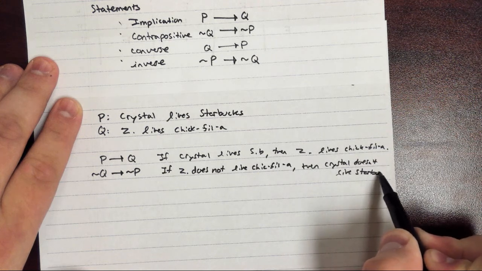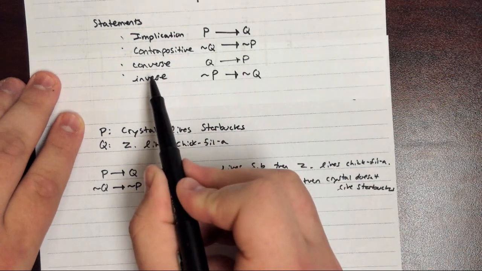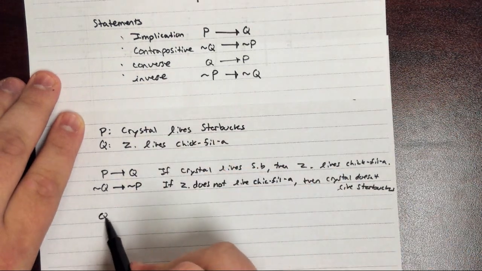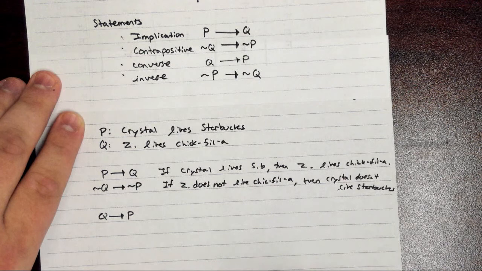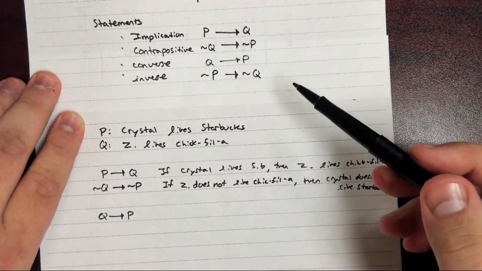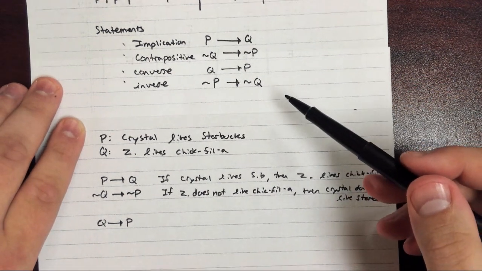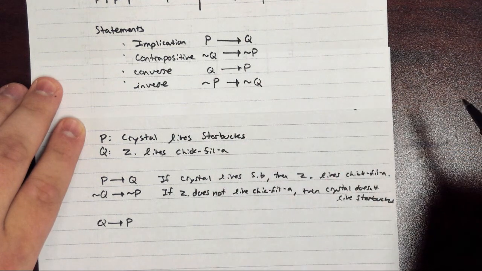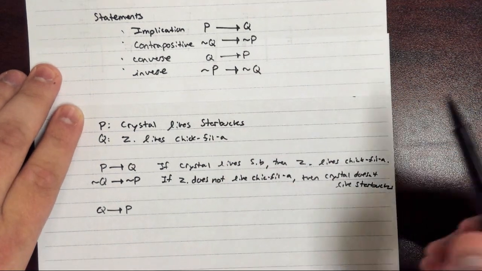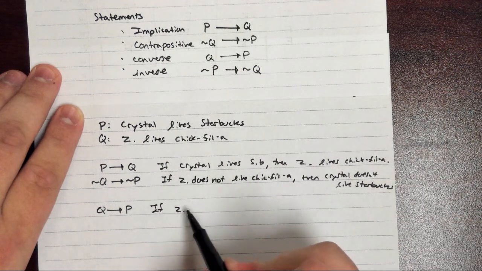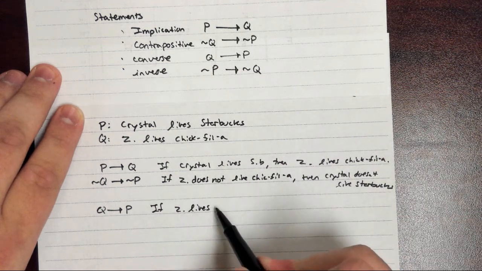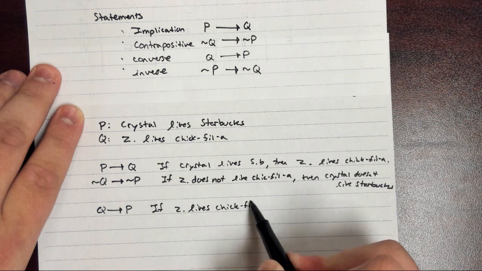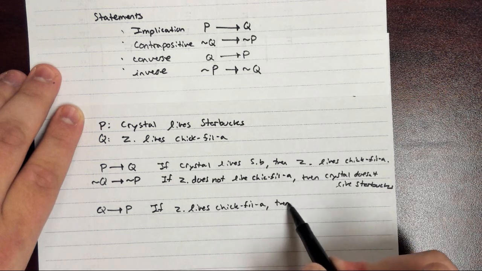So what about the converse? Well, the converse is next. Do you have to do it in that order? Well, no, but I wrote it in that order, so might as well go in order. What would the converse be? Q implies P. It just means if Z likes Chick-fil-A, then Crystal likes Starbucks.